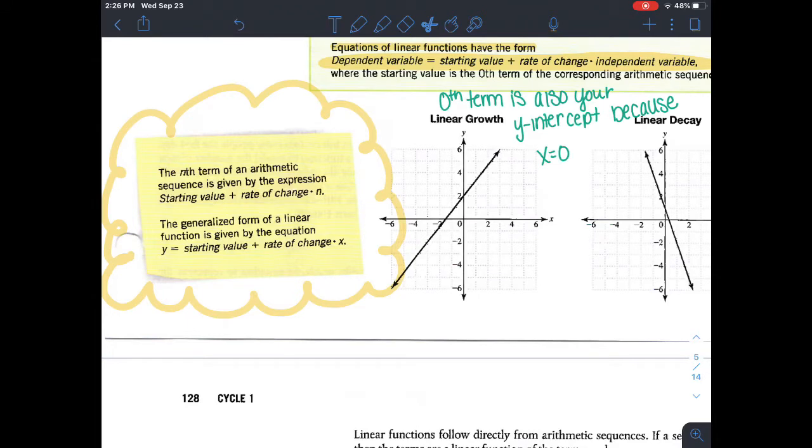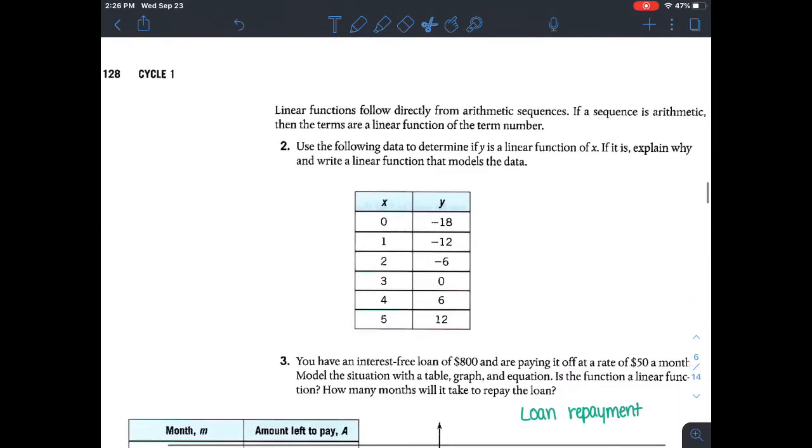Remember, your 0th term is your y-intercept because it's when x equals 0. So if you're looking at the x-axis as a number line, the y-axis intercepts the x-axis at 0. Okay? So we have the y-intercept. If we're looking at a table, we need to determine if y is a linear function, and explain why or why not.